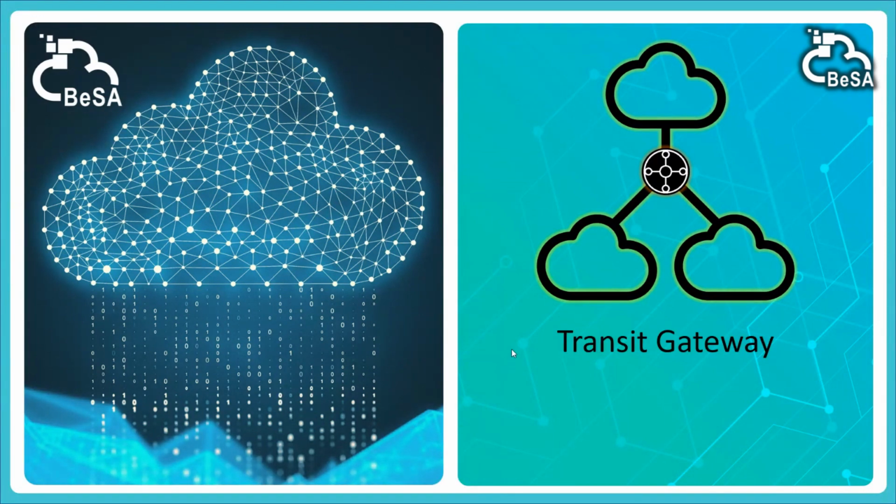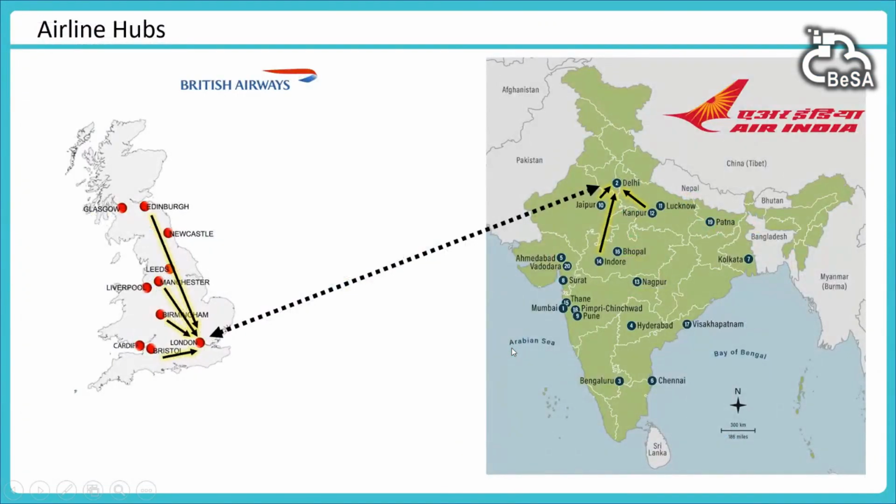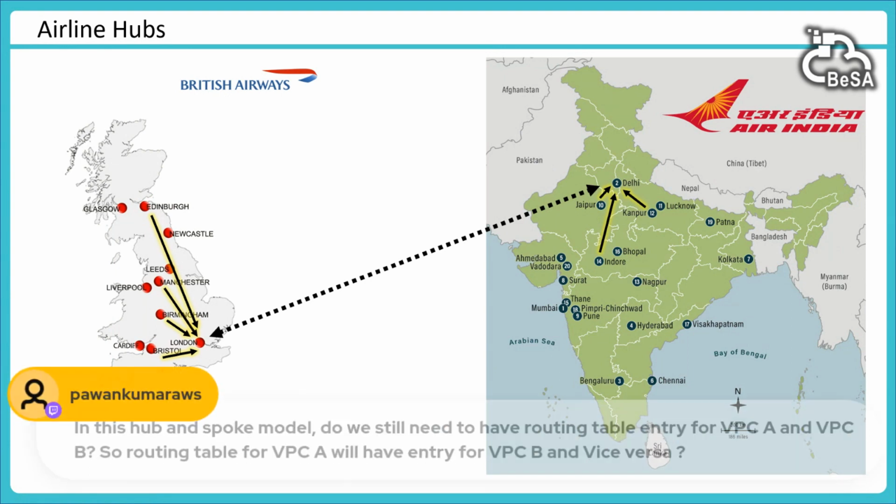Okay, so this is my transit gateway peering. I hope the analogy is clear and you have an idea on this. So that is what we are doing. We are getting everyone from Edinburgh, Newcastle, Leeds to Heathrow, and then we are bringing them to Delhi, and then other cities would be connecting to that. So we would utilize that. That's what can happen.